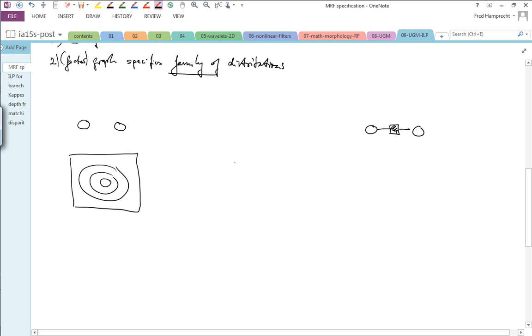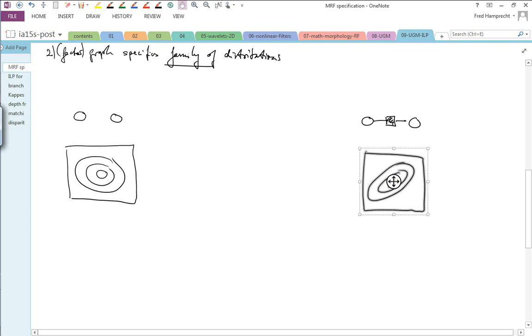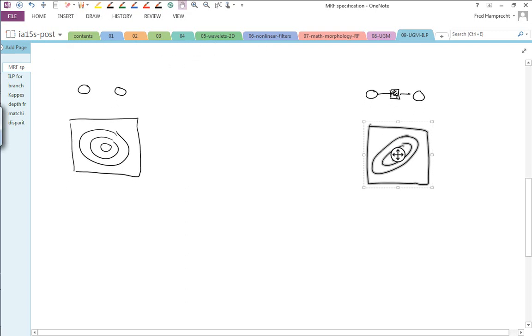Whereas if you want a bivariate distribution looking like this, it is also a Gaussian, but here we have some correlation between the random variables. Yeah? So they are no longer independent. So this would be an example of a bivariate distribution that can only be modeled by such coupled random variables as we see on the right.